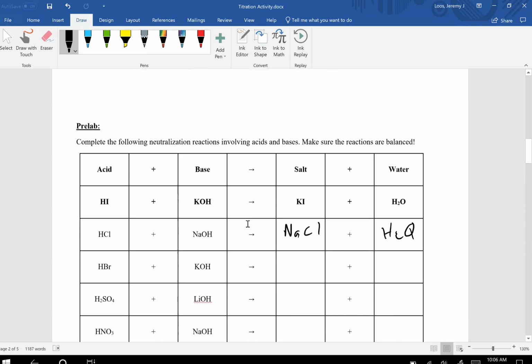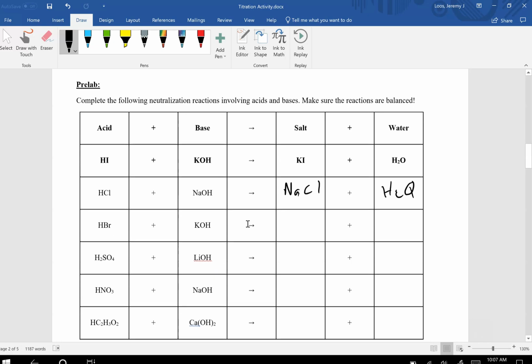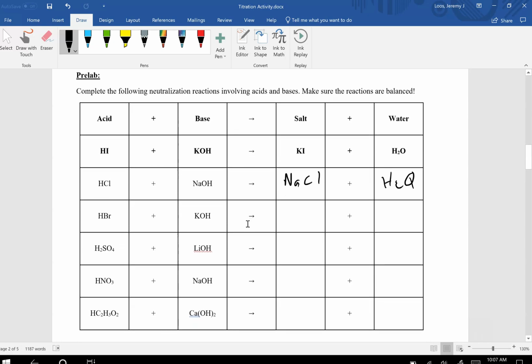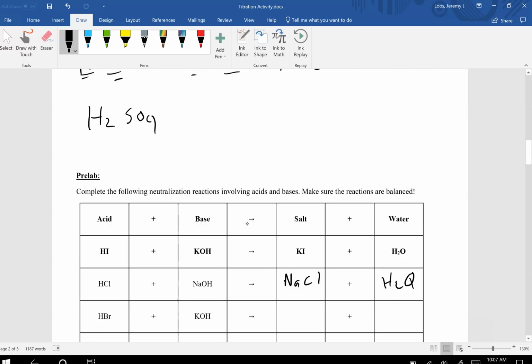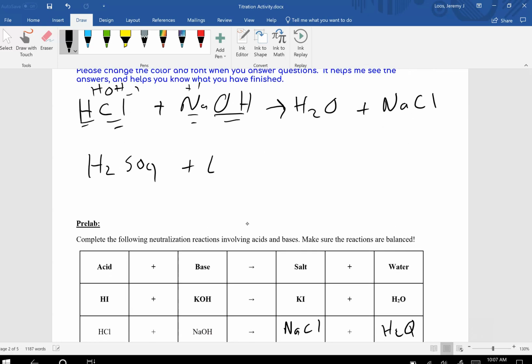Another example, I'm going to skip down to H2SO4. So H2SO4 is being reacted with LiOH. Now, one of our products is always water, the OH and this. So don't worry about the fact that there's a little H2 there or whatever. That is going to change our balancing, but water is always going to be H2O.